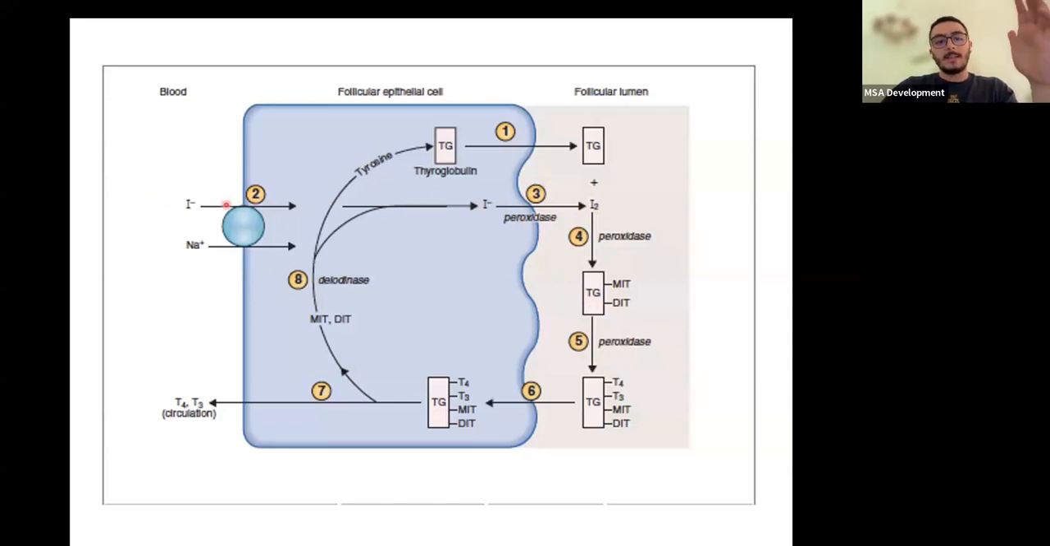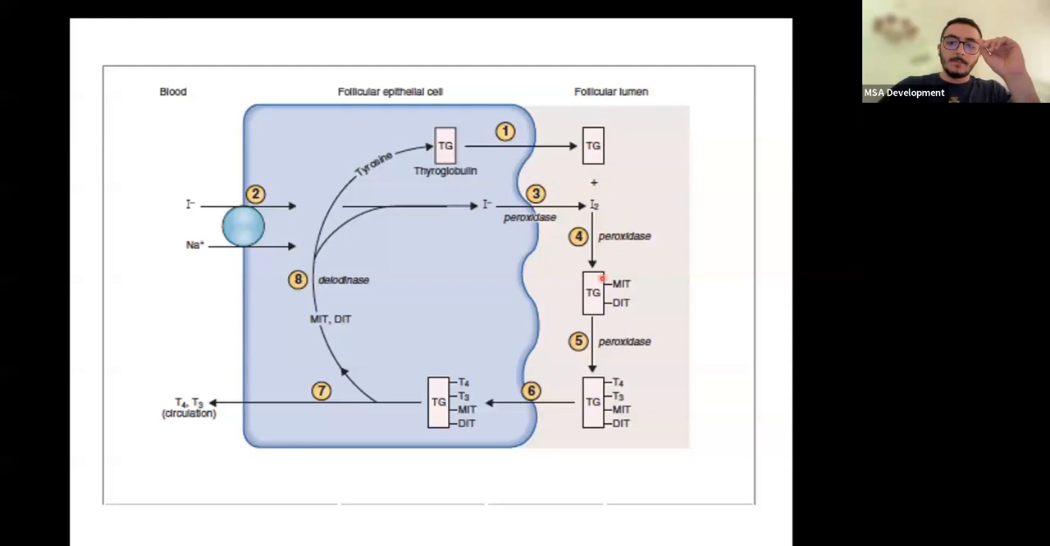Again, the second step is bringing iodide from the blood into the follicular epithelial cell. And then the third step is oxidation of the iodide and transferring it into the follicular lumen through the enzyme called peroxidase. This is oxidation. Now, iodide is oxidized. The fourth step in the whole process, or the second step for peroxidase, is called organification. What is organification? It's basically adding the oxidized iodine onto the tyrosine on the thyroglobulin.